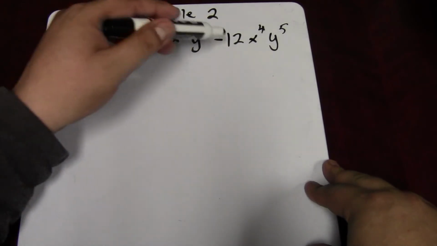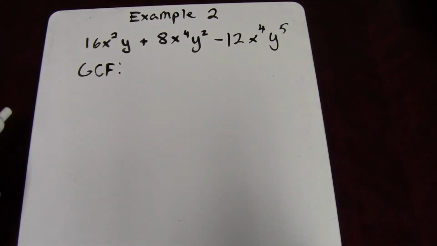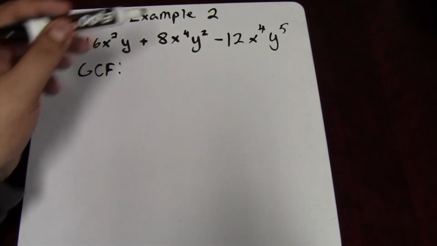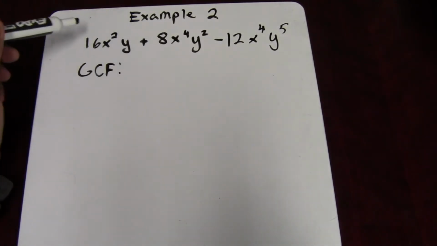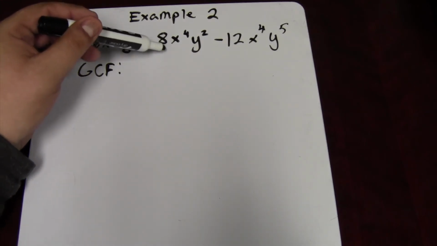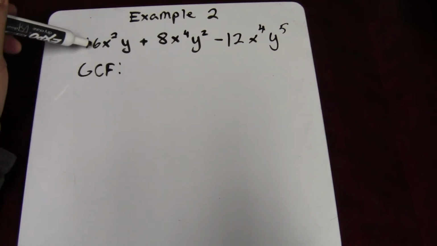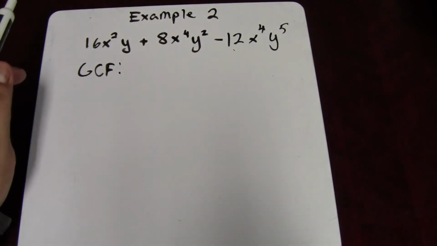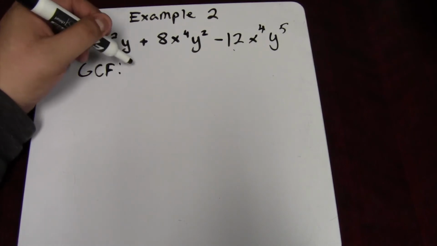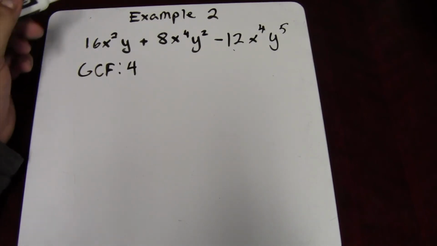We have a 16, an 8, and a negative 12. The largest number that can divide all three of those numbers is 4. 4 can go into 12, 4 can go into 8, and 4 can go into 16. We can't say it's 8 because 8, of course, divides 8 and 16, but 8 does not divide 12. So the largest number here is 4, so that's that part of the GCF.